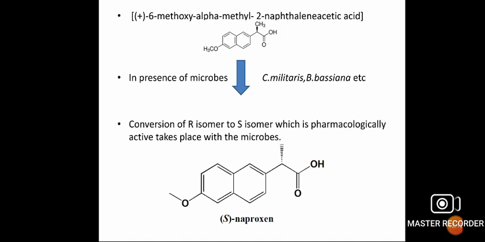The following is the synthesis chart. That is the main precursor material, 6-methoxy alpha methyl 2 naphthalene acetic acid, in the presence of microorganisms like Cordyceps militaris and Beauveria bassiana. Then conversion takes place to form S naproxen, which has positive pharmacological activity.